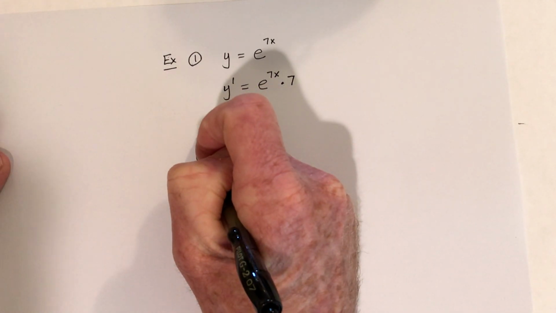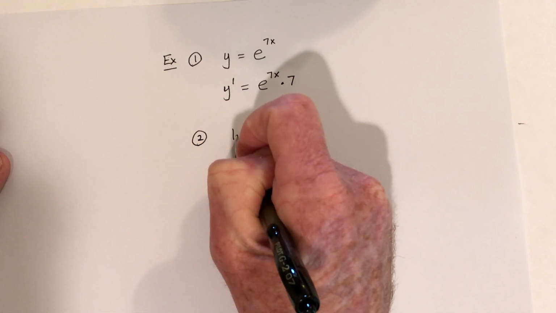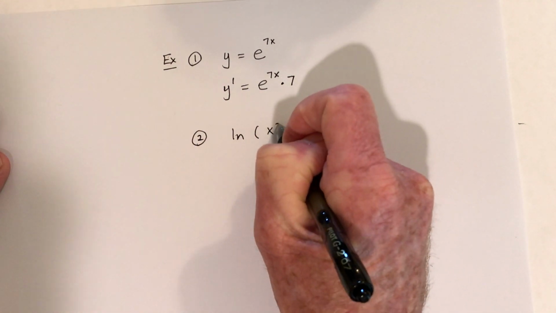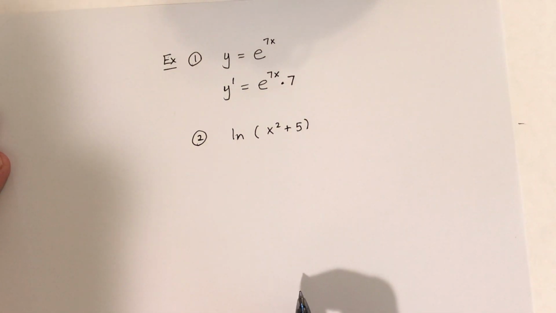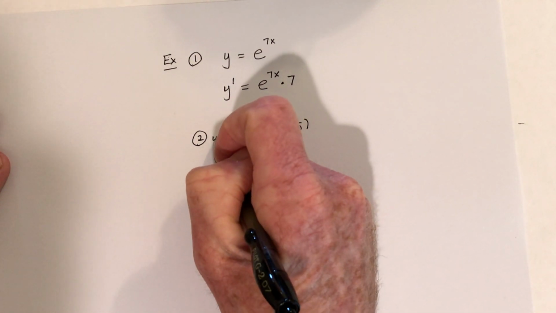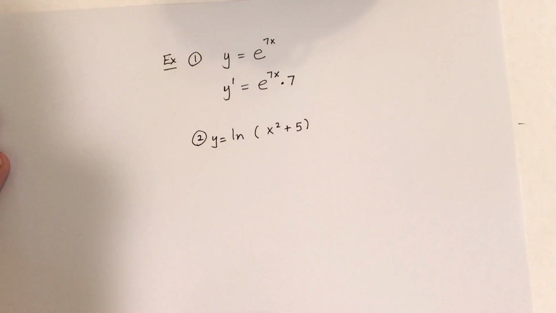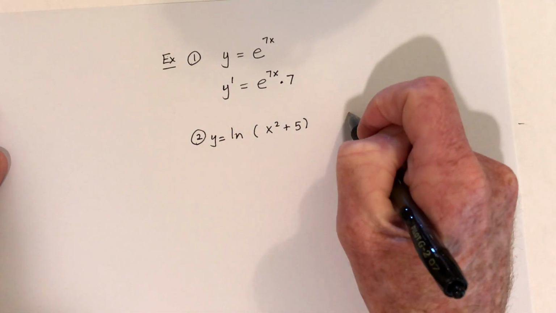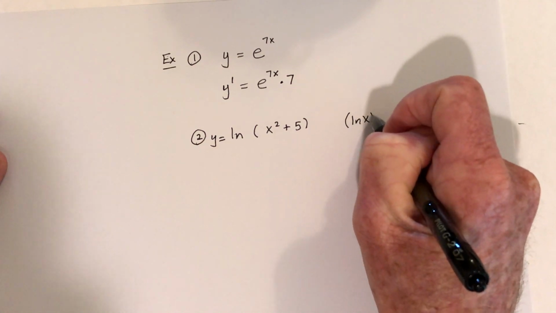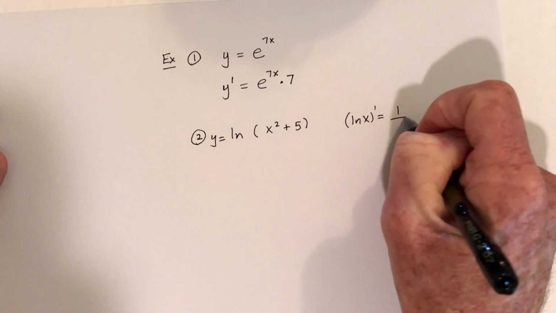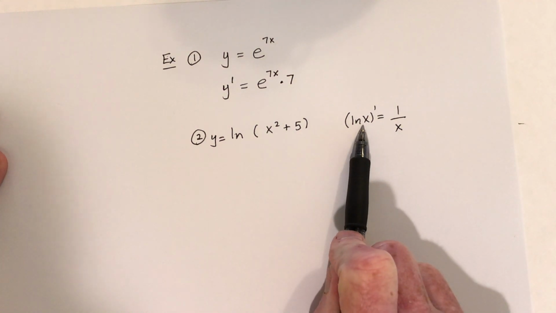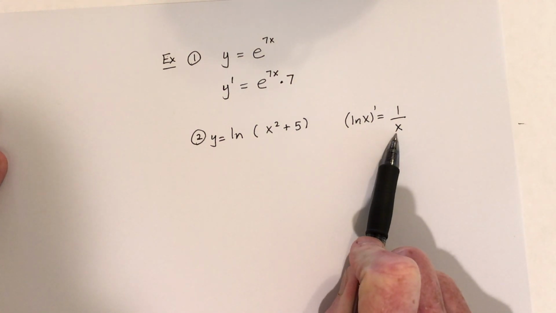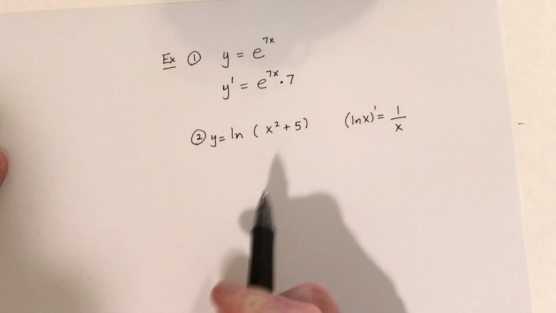How about, for example number 2, y equals the natural log of x squared plus 5? When you have the natural log, the derivative of natural log is 1 divided by x. So whatever is right here, you put the exact same thing right here. And that's how we start this problem.